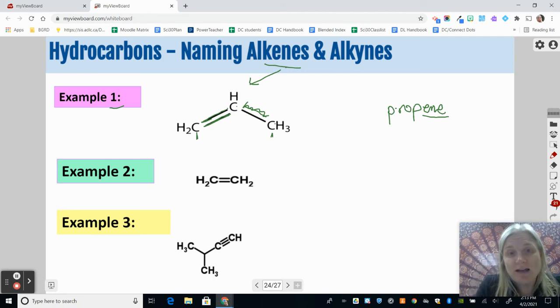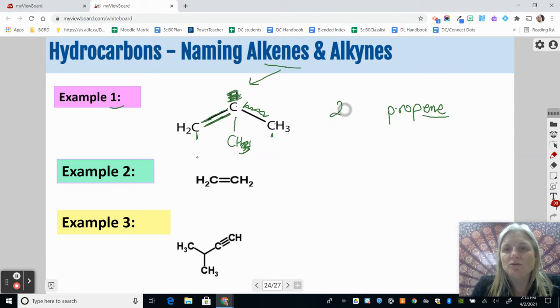However, we could add a group on if we wanted to. We could take this hydrogen off and add a CH4, a methyl group. Oop, that's 4. It's 3. A methyl group. So if we did that, then we would say on carbon 2, we have a methyl group. So it'd be 2-methyl propene.